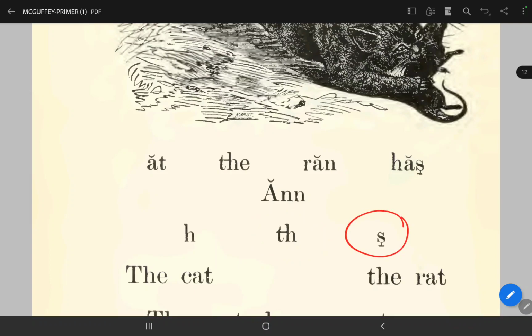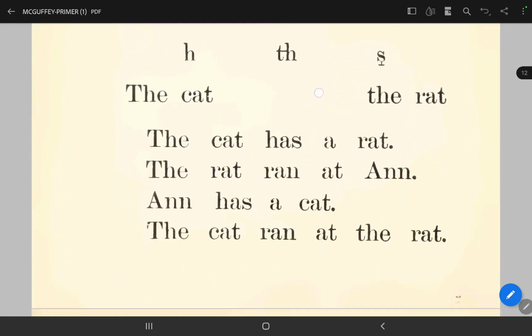The next elementary sound, and the last one for this lesson, is an S with this little line under the bottom. Now this is an English voiced S, and it makes the sound Z. When you see that English voiced S, make the sound Z. Now, let's move on to our sentences.